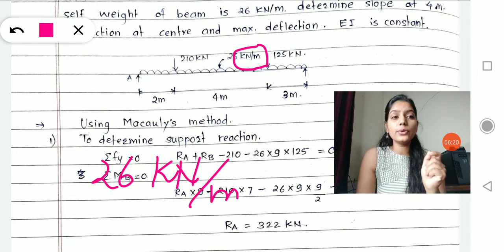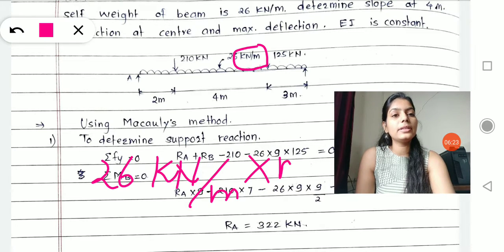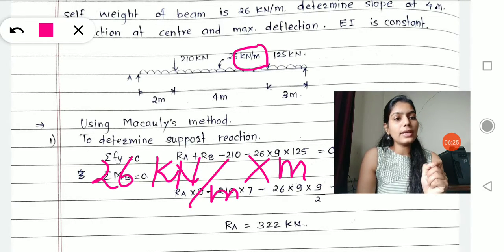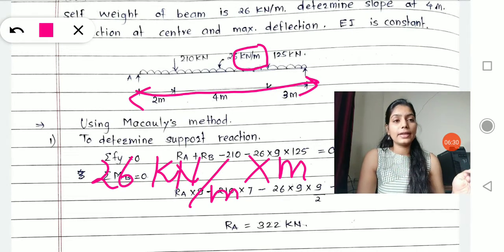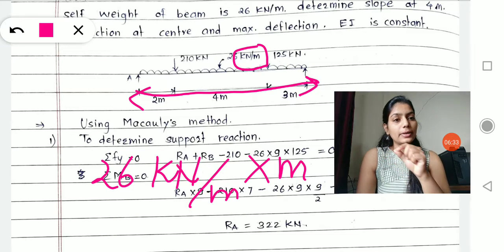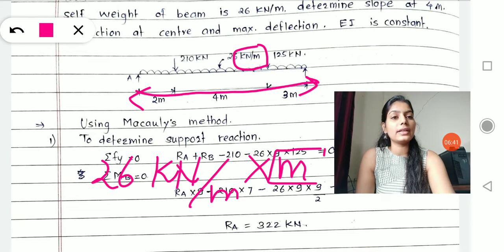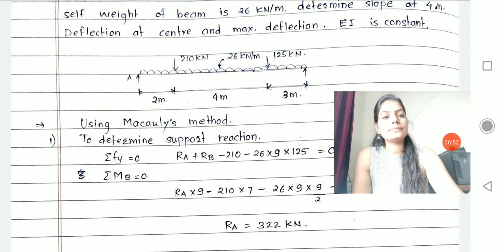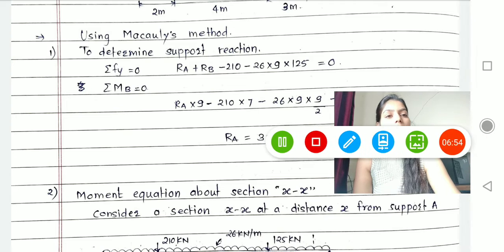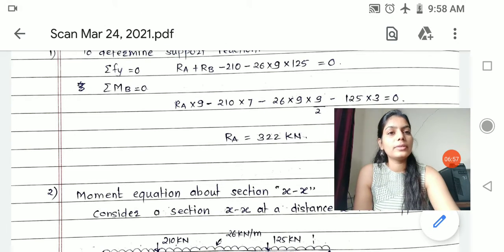I want it in kilonewton only. That's why I multiply with the distance in meters. What distance am I multiplying over here? The span on which it is applied. The span on which you have applied the uniformly distributed load, on that exact span you should take as the distance, and you multiply your load with that distance, and you get a concentrated load instead of a uniformly distributed load. Okay, and one here is a small mistake.